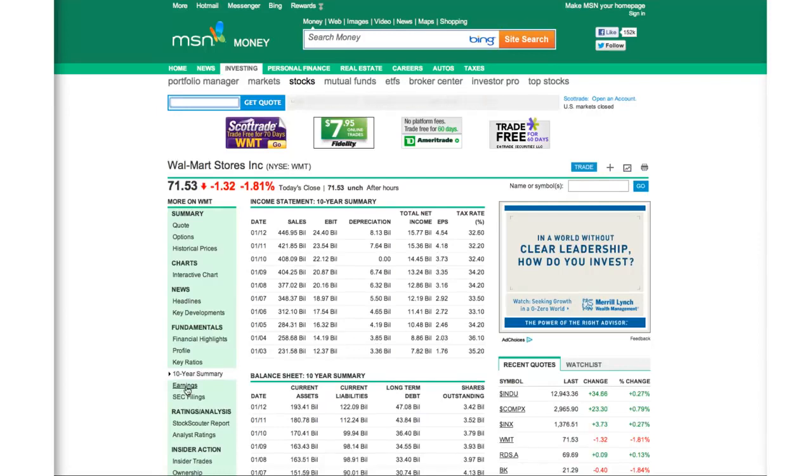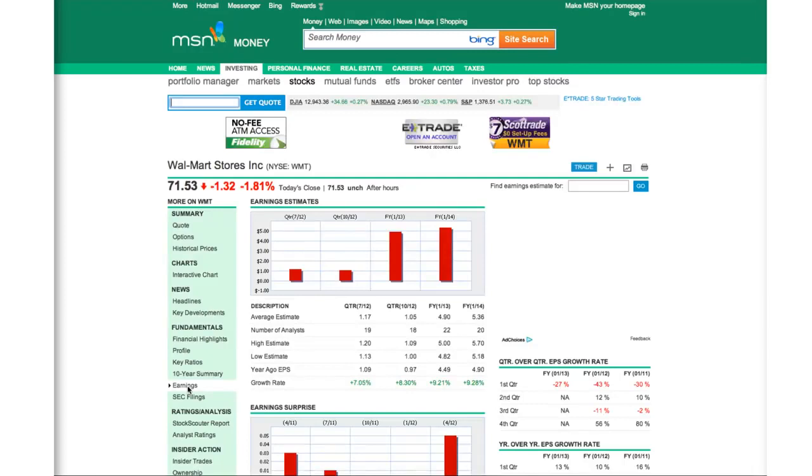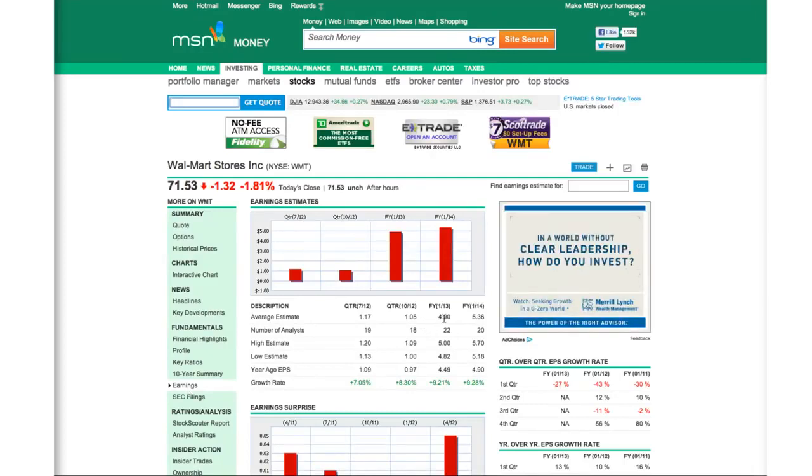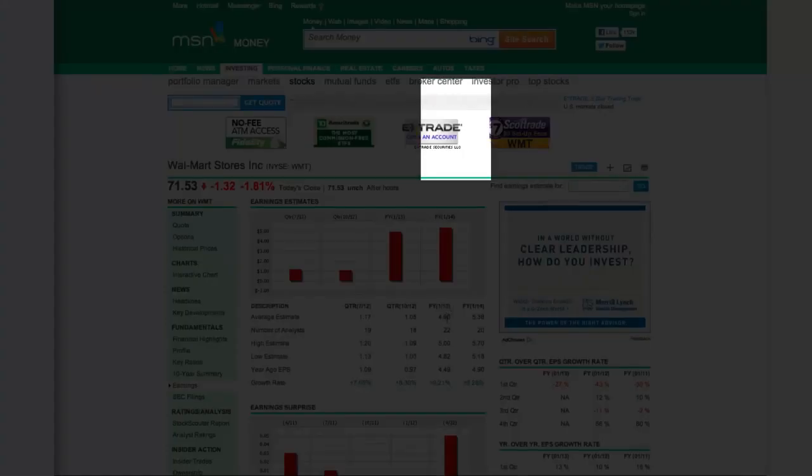In order to do that, we come over to the left-hand side, right where my mouse is, and we're going to click on the tab titled Earnings. Okay, so when we look at the estimates for fiscal year 2013, we can see that the earnings are $4.90. That's higher than what they are in 2012. Then the projections for 2014 are $5.36. Now, the number of analysts predicting this are 22 for 2013 and 20 for 2014.